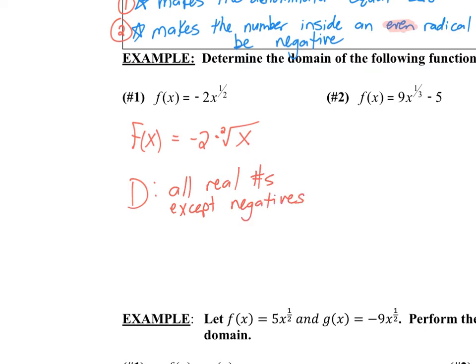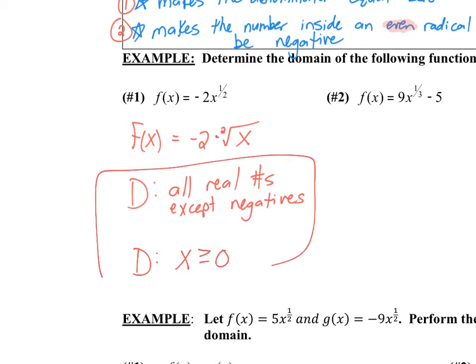Or you could say all real positive numbers. Another way to write this is the domain is x is greater than or equal to 0. Okay, because you can put 0 in there and do the square root of 0. You can put a positive number in there, but you can't put a negative number inside of a square root because it's even.